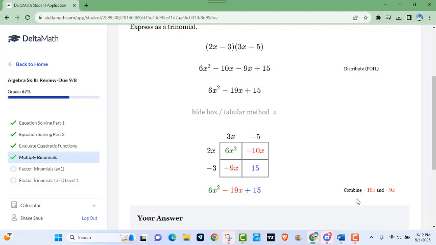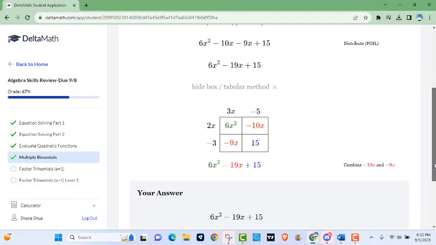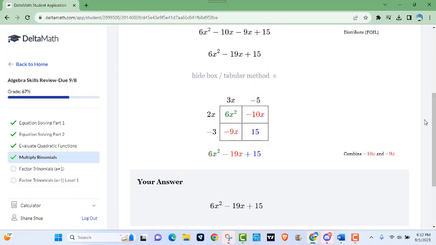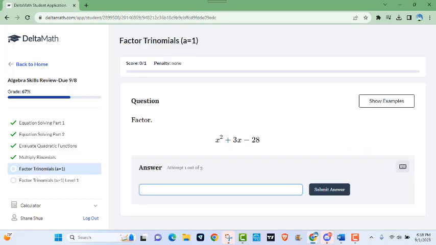Oh, it says right there, combine negative 10x and negative 9x. And it even says FOIL. Wow, DeltaMath does a lot of the same things that I do. So that is our answer. All right, let's take a look at question 9.